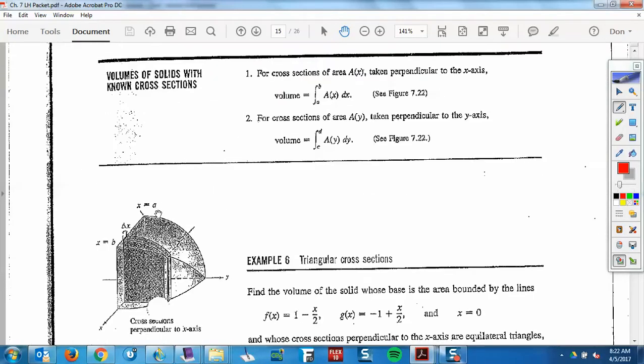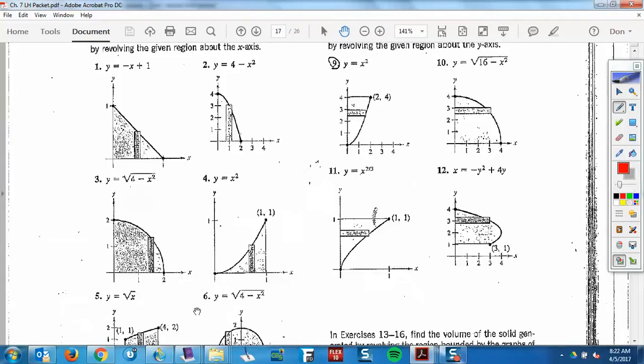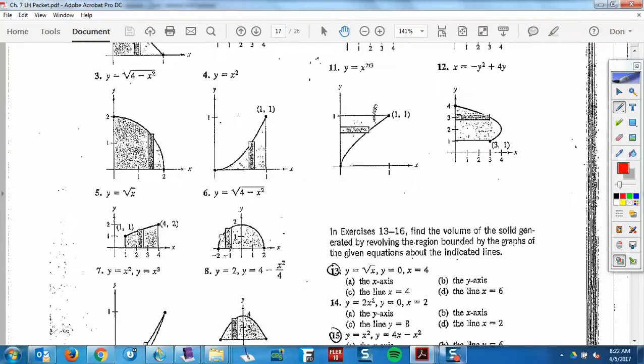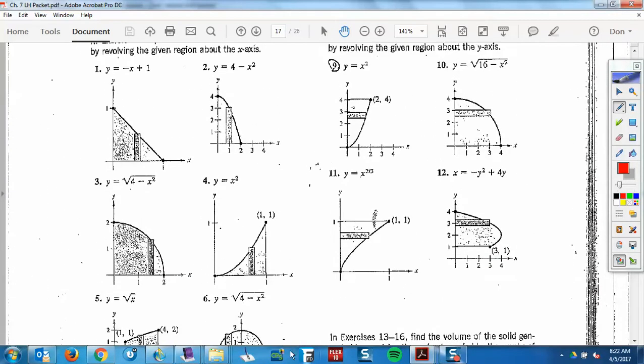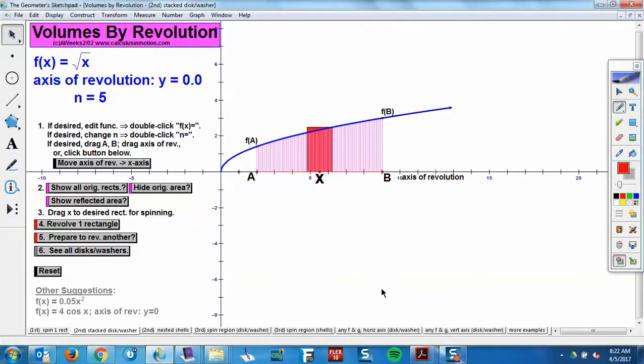All right, here's the problems we had. So just to summarize what we talked about yesterday.